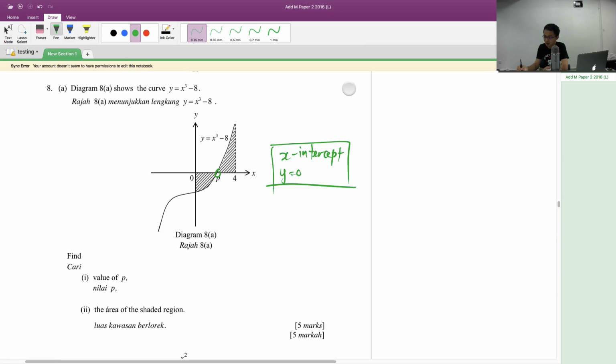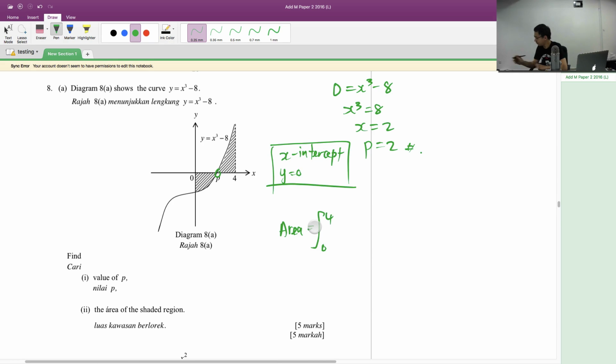So I will make y equal to 0 for this equation, x cubed minus 8. So x cubed equals 8, so x equals 2. So P is equal to 2. I guess it's just 1 or 2 marks over here. Then the question asks you to find the area of the shaded region. In order to find it, I will straight away integrate the curve from 0 to 4.